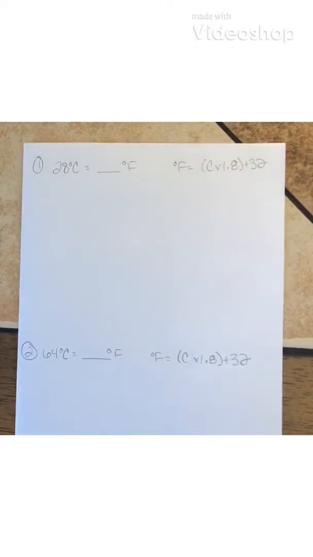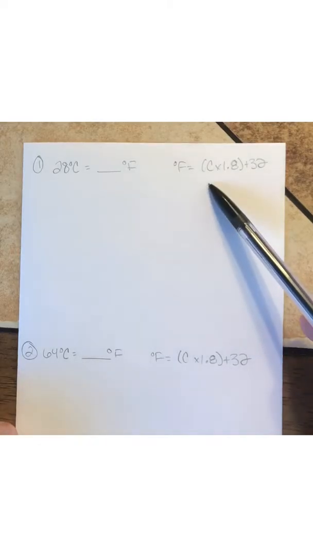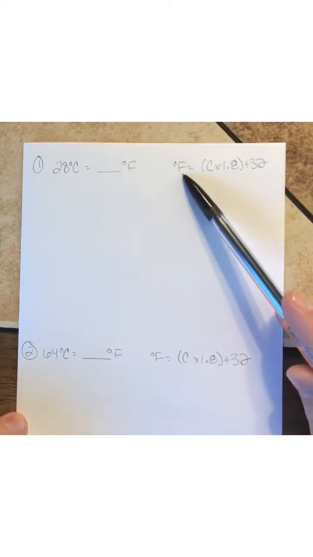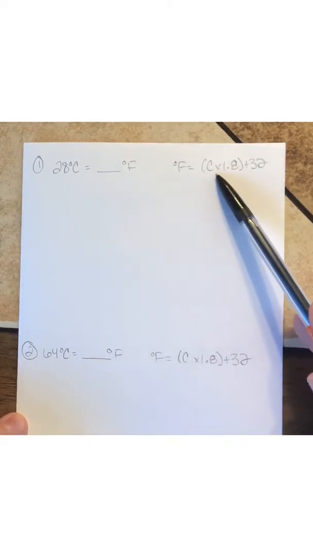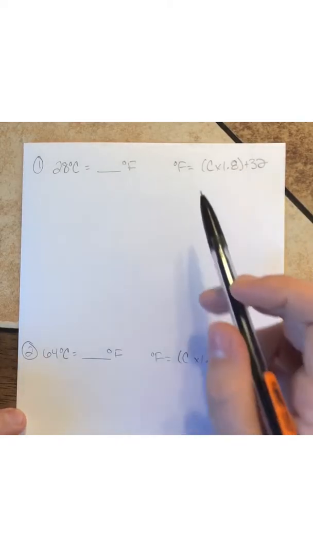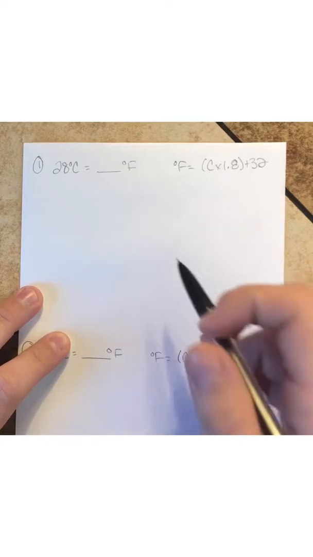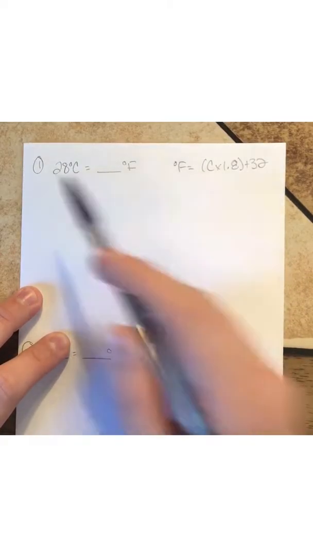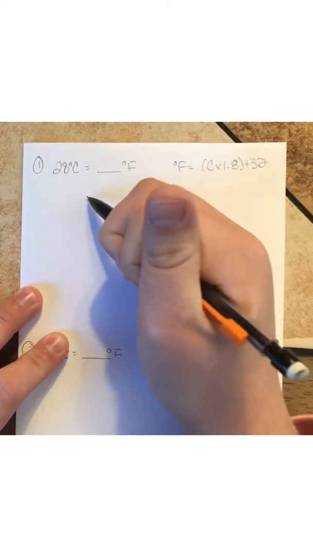All right, for this section, we're going to work on temperature conversions. For this next few problems, we're going to be converting Celsius into Fahrenheit. So I've written the equation next to each problem. Degrees in Fahrenheit equals Celsius times 1.8 plus 32. So now all I'm going to do is plug my number into that equation. So for this one, I'm doing 28 degrees Celsius.